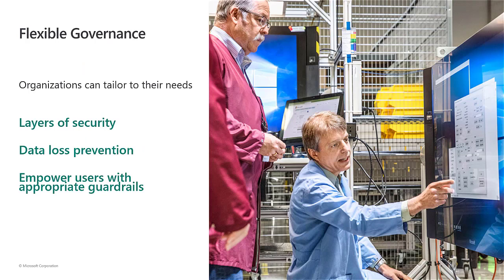Data loss prevention policies are just one of the layers of security that you can put in place that provide users with the appropriate guardrails to ensure that what they're doing is kept on track and consistent with organization policies. You can apply these at the tenant level and apply them to all, which makes sure that even as new environments are created, your data is safe and users are prevented from doing things that they shouldn't do.